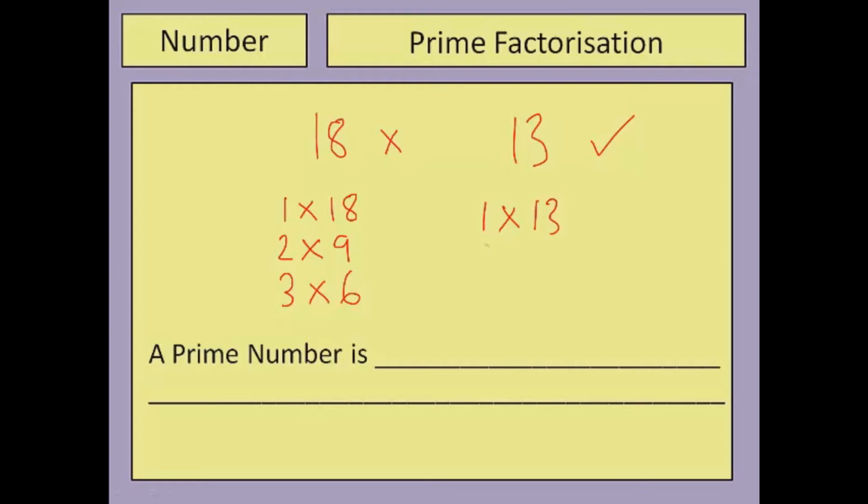So a prime number is any number that has exactly 2 factors. So a prime number is a number that has exactly 2 factors. So if it has any more factors, or even any less, it's not a prime number. If it has 2 factors only, it is a prime number.